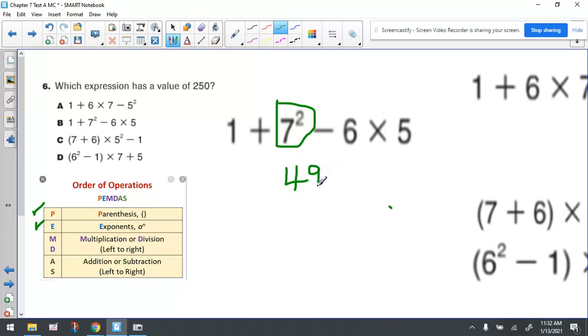And then we have to write everything that's left. So we have a 1, we have a plus, we have this minus 6, and then we have a times 5. All right, so we're done with exponents. Now we're going to move on to doing the multiplication or division. Now, we don't have both of these. We only have one, so that actually makes this a lot easier. We're going to do this next and get the 30. Write the 30 down, copy everything that's left.